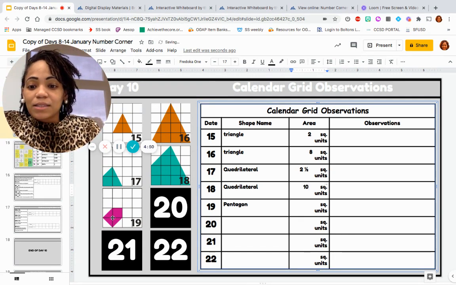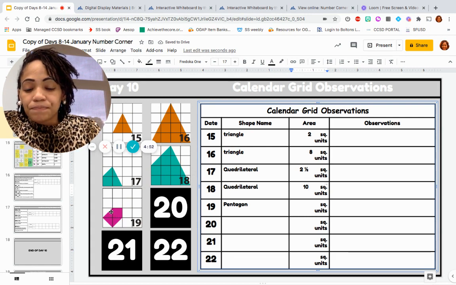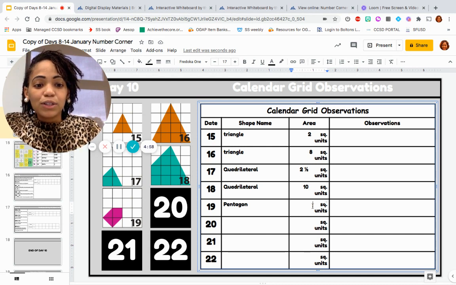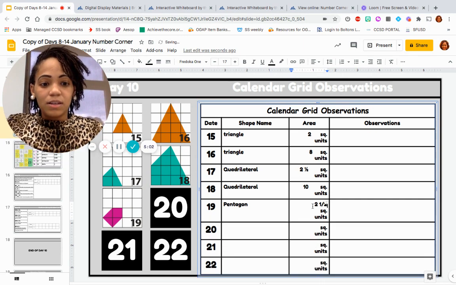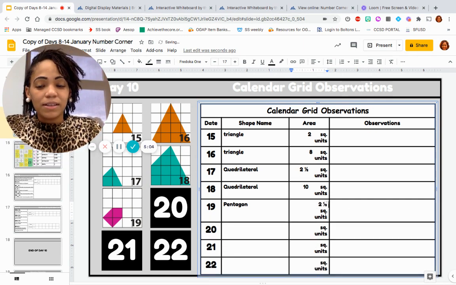Right? And then the last one is a pentagon. This is 1 whole, half plus a half is another whole, plus another half. So we have 2 and a half here, just like we had on the 17th.